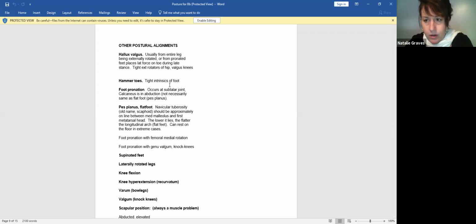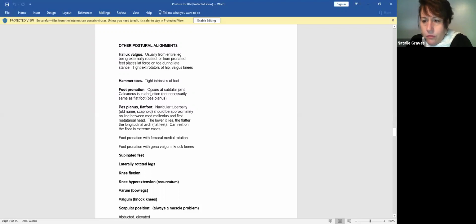In the clinic, you'll find deformities such as hallux valgus. This means that the great toe is in a position of valgus, and that can create like a bunion over that particular area of the foot. Hammer toes would be excessive flexion, so there's tight intrinsics of those toe flexors.